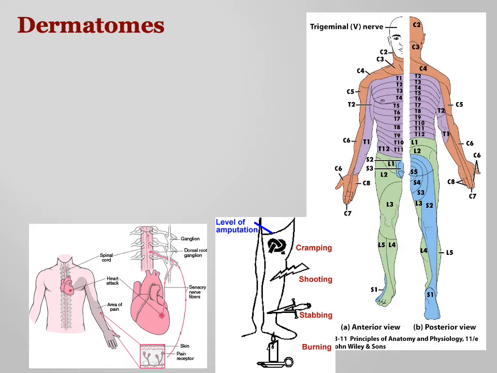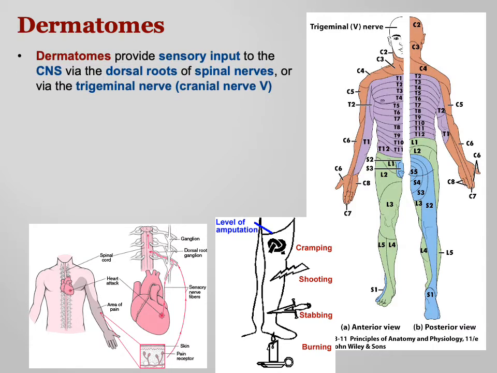So look at that diagram on the right. See, the skin is sliced up. Look at those numbers. What do you suppose those numbers mean? C2, C4, C5, C6, C7, C8, T1 down through T12. Yeah, those are spinal nerves. So what's going on here?